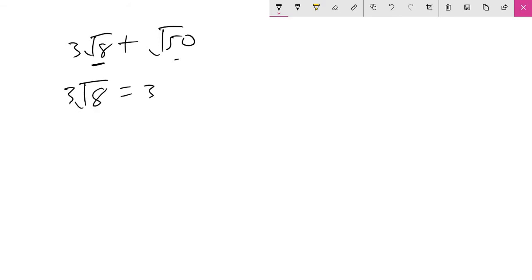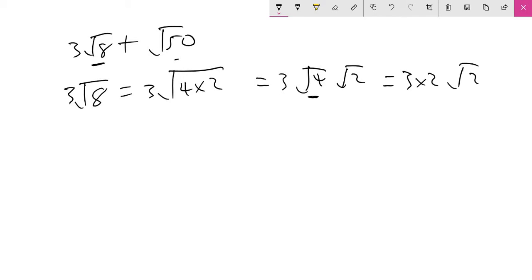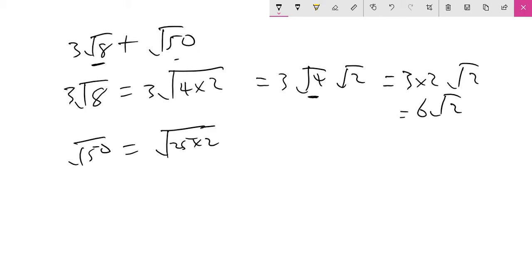So a couple more. Now let's just, so you can try your hand on this before we move on to more complex ones. So again, we simplify each of them separately. So 3 root 8, 8 can be resolved into 4 times 2, which is equal to 3 root 4 root 2. This is perfect, so this gives 3 times 2 root 2, which is equal to 6 root 2. And root 50 is also equal to root 25 times 2, which is equal to root 25 times root 2, and this is equal to 5 root 2.